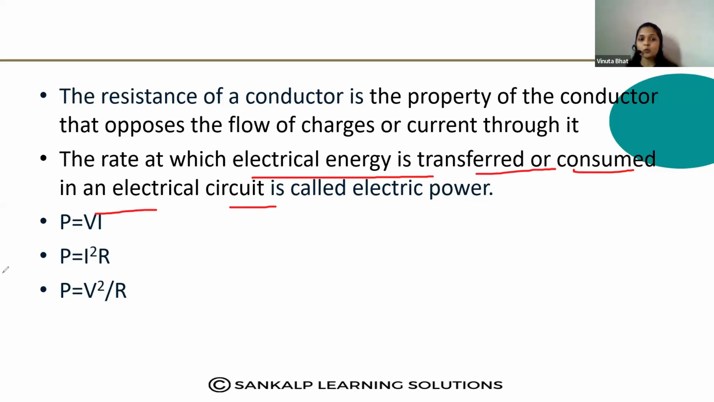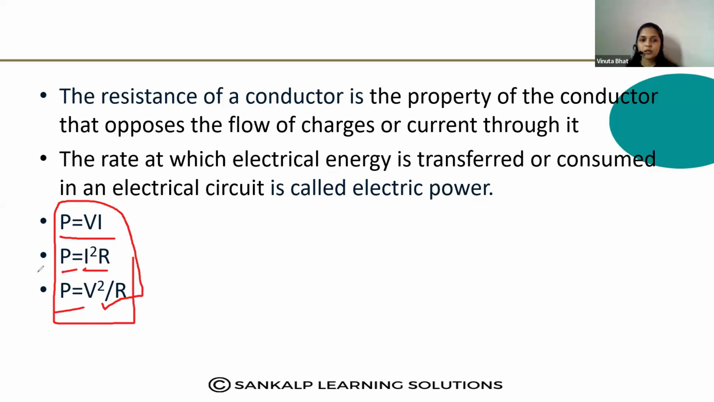Write the three formulas used to calculate the electric power: P is equal to VI, P is equal to I square R, and P is equal to V square by R. These are the different formulas used to calculate the electric power.